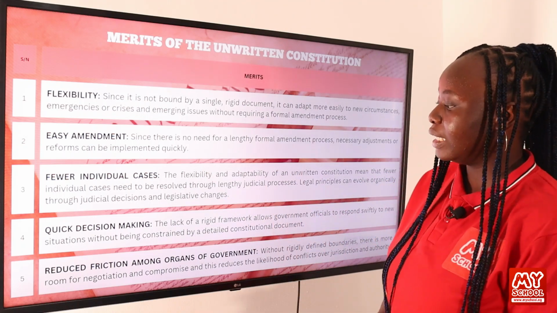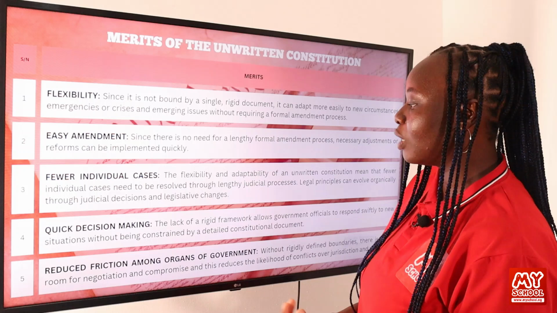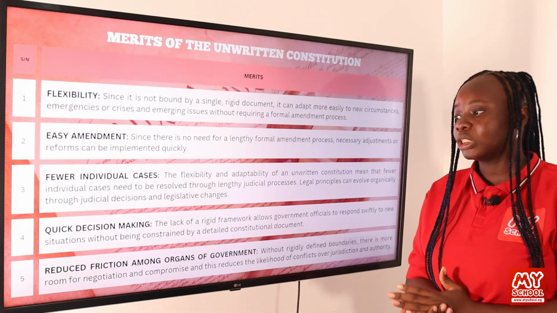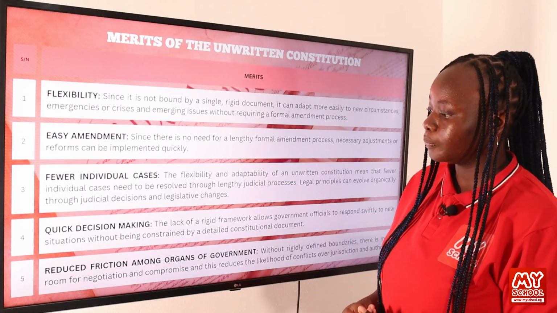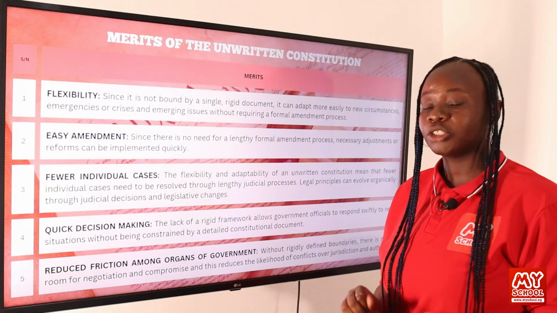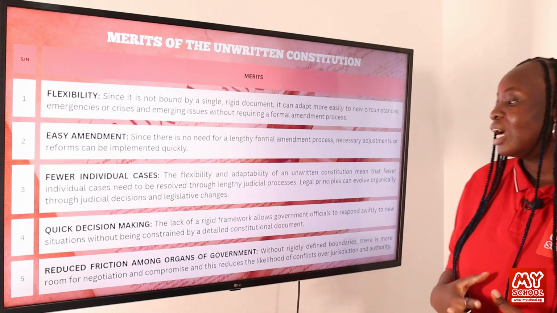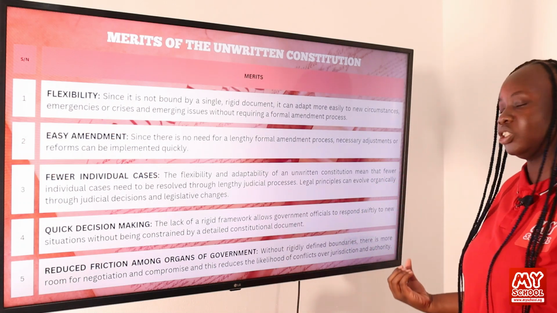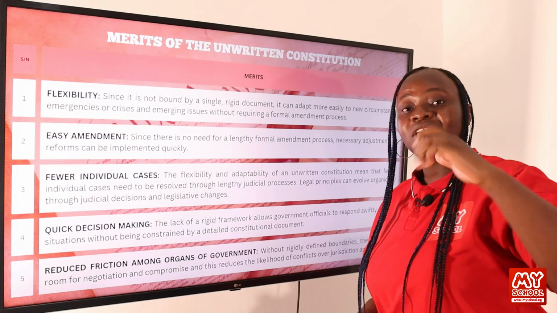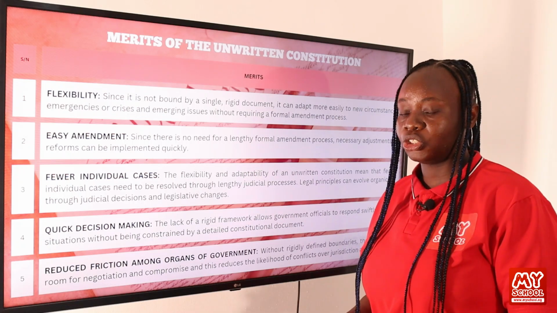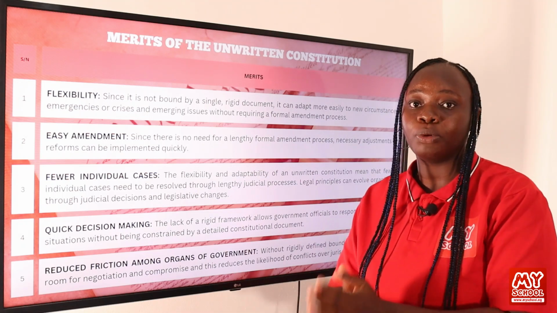Then we have quick decision making. The lack of a rigid framework allows government officials to respond swiftly to new situations without being constrained by a detailed constitutional document. So there is usually quick decision making in a country that adopts an unwritten constitution. Then there is also reduced friction among organs of government. Without rigidly defined boundaries, there is more room for negotiation and compromise, and this reduces the likelihood of conflict over jurisdiction and authority. This is unlike a written constitution where manipulative politicians try to find loopholes in the constitution. Here there's room for negotiation and compromise among various participants in the political process.